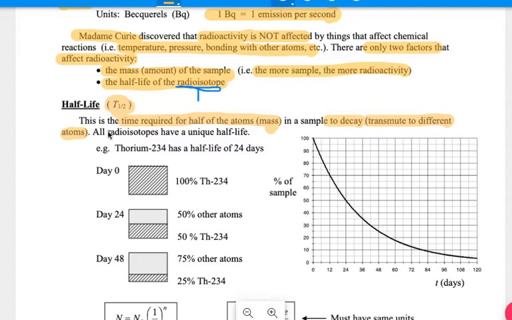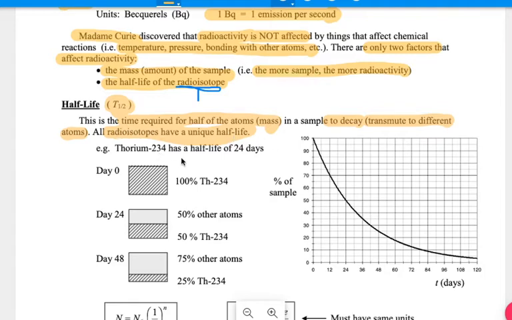So every radioisotope has a unique half-life. So not just specific to each element, right? Because we could have thorium-234, or maybe we have thorium-236. Those are different radioisotopes, they'll have different half-lives. So each specific radioisotope will have its specific half-life.